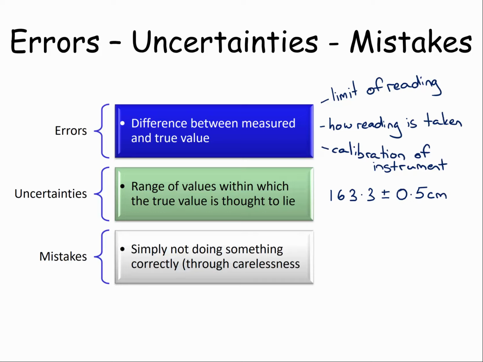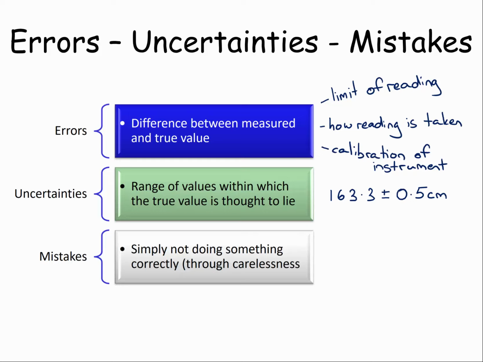Measurements will always be uncertain. We can't take perfect measurements. There will always be an uncertainty. Now, a mistake is just a mistake. It's doing something incorrectly, either through neglect or carelessness. So if you add two numbers instead of subtracting them, then that's a mistake.